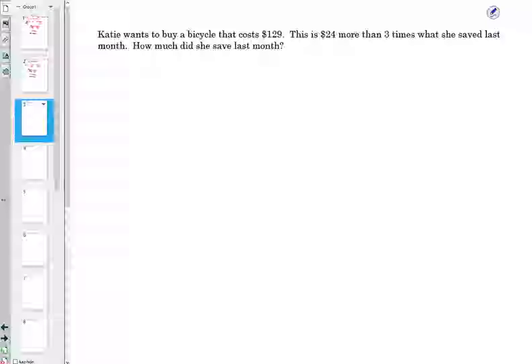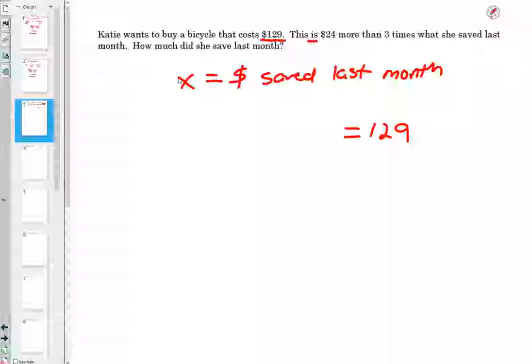Katie wants to buy a bicycle that costs $129. How much did she save last month? So let's just use a boring old x here. So let x be the money that she saved last month, and 129 is, that is one of the key words there. What does that is mean? Equals. So you can either put 129 equals, or I'll just write it equals 129.